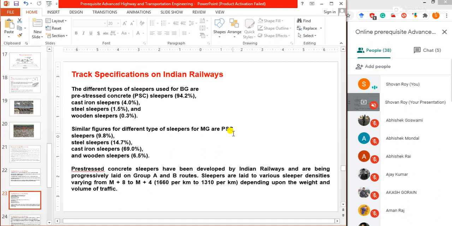Depending upon the weight and volume of traffic, sleepers are laid to various sleeper densities varying from M plus 8 to M plus 4. That means 1660 per kilometer to 1310 per kilometer, depending upon the weight and volume of traffic.